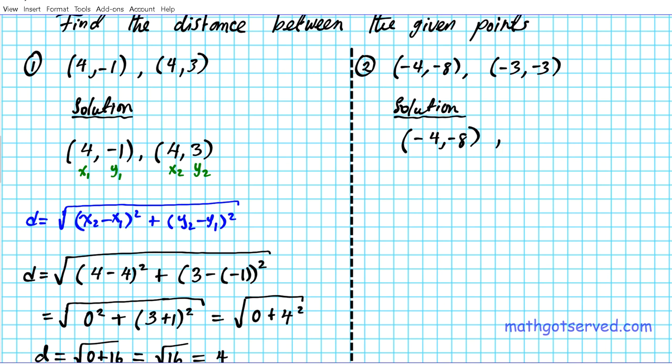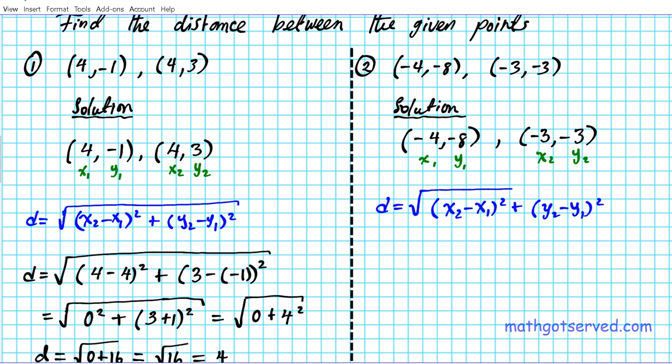Okay, so the first thing we're going to do is label the points so we know what goes where. So this is x1, y1 for the first point, the x and y coordinates, and then x2, y2 for the second point. And then the next step is to write down the distance formula. Alrighty, so the distance formula is the square root of your run squared, x2 minus x1 squared, plus your rise squared, y2 minus y1 squared. Of course, you take the square root of the sum of the squares.